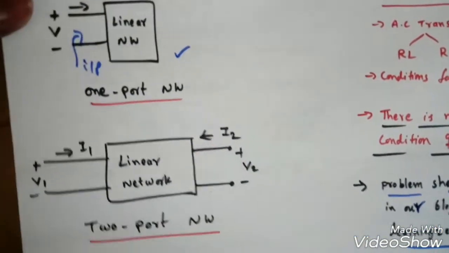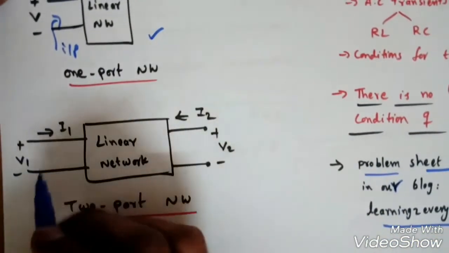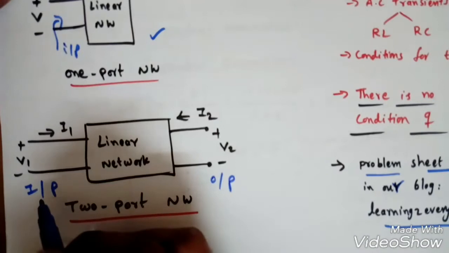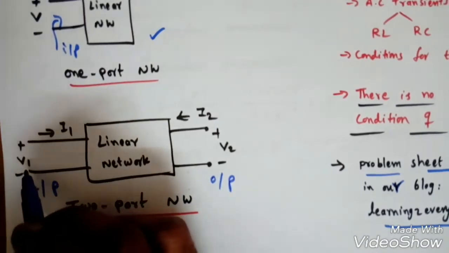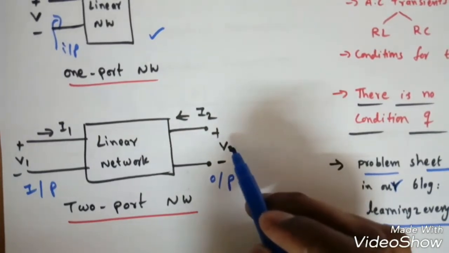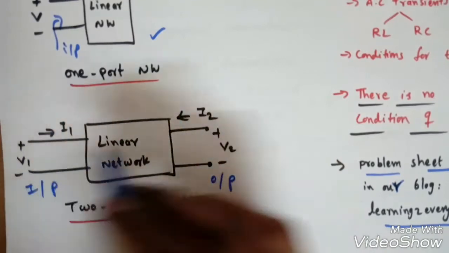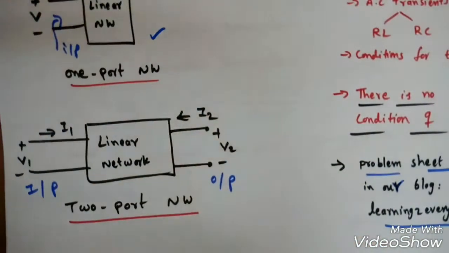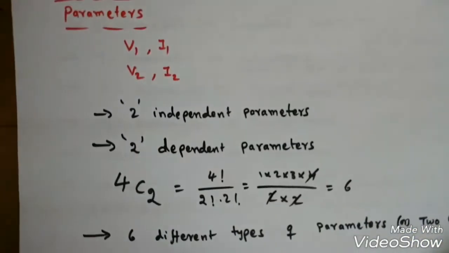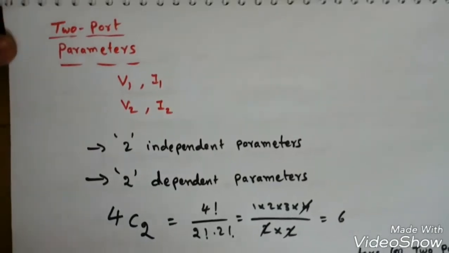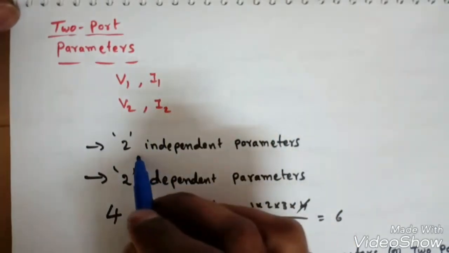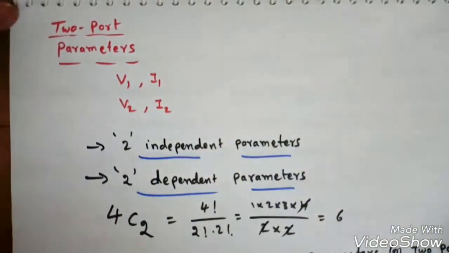Similarly, if I go to a two-port network, it will have an input port and an output port. At the input side we will have the input voltage V1 and input current I1. Similarly, at the output side we will have the output voltage and output current. So we will have four parameters, input parameters and output parameters: V1, I1 and V2, I2. Of these four parameters we have to take two independent parameters and two dependent parameters.